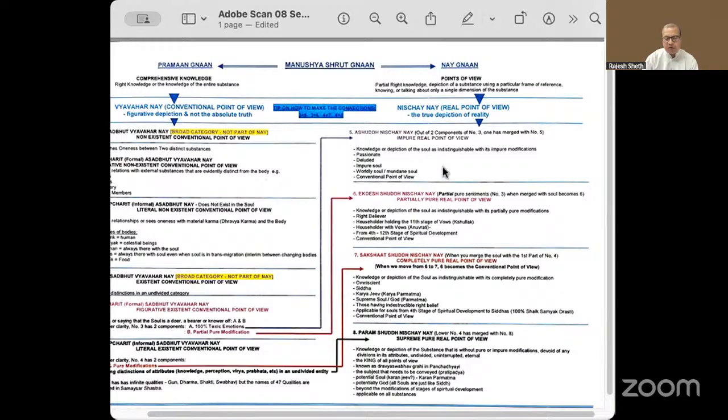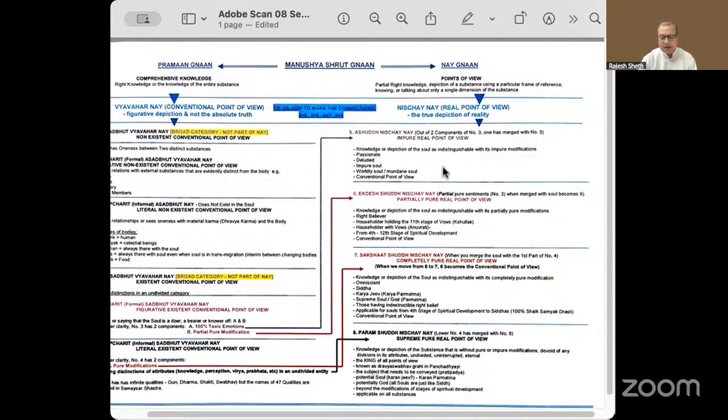Since this point of view talks about only impure modification, it is called Ashuddha. And because it describes the modification of a substance as its own, therefore it is Nischay. So Ashuddha, Nischay, and Nai, it is only one standpoint. Hence it is known as Nai. This justifies its name of Ashuddha Nischay Nai. Okay. Impure real point of view.